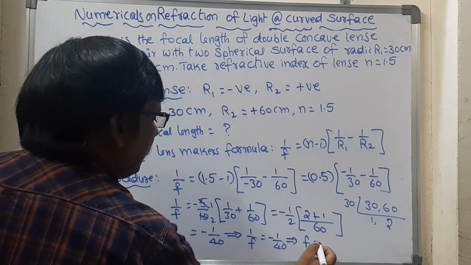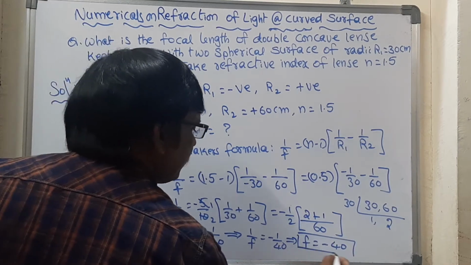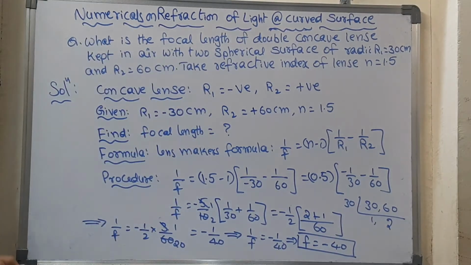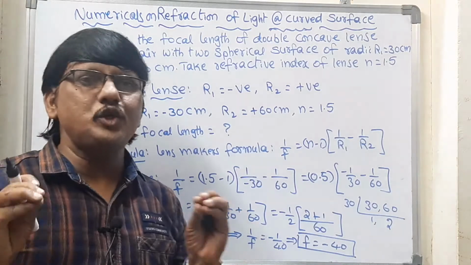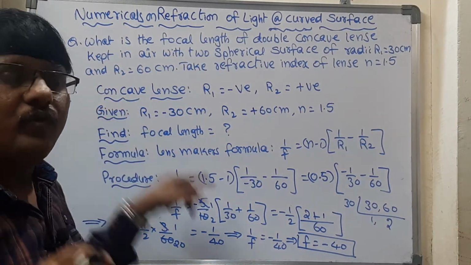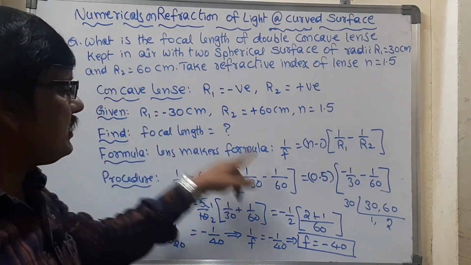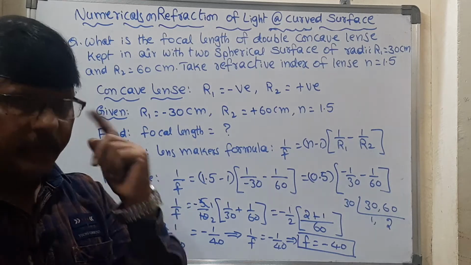So reciprocal, F is equal to minus 40. Is this the right answer? F is equal to minus 40, is this the right answer? Absolutely right answer. How is it? See, what is that lens? Concave lens. For convex lens, focal length is positive. For concave lens, focal length is negative. Keep that in mind. Okay?